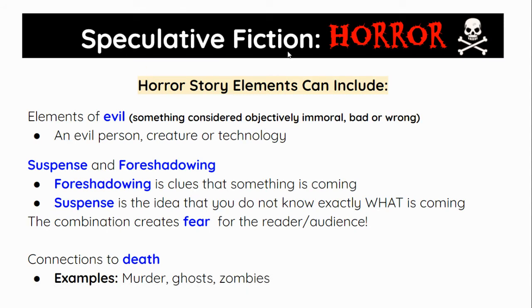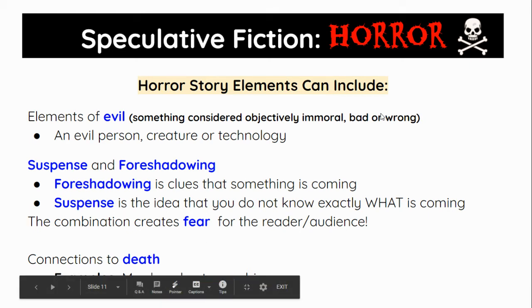Speculative fiction, that is horror. Horror story elements can include elements of evil, something considered objectively immoral, bad, or wrong, an evil person, creature, or technology. Suspense and foreshadowing. Foreshadowing is clues that something is coming. Suspense is the idea that you do not know exactly what is coming. The combination of these two creates fear for the reader or the audience.